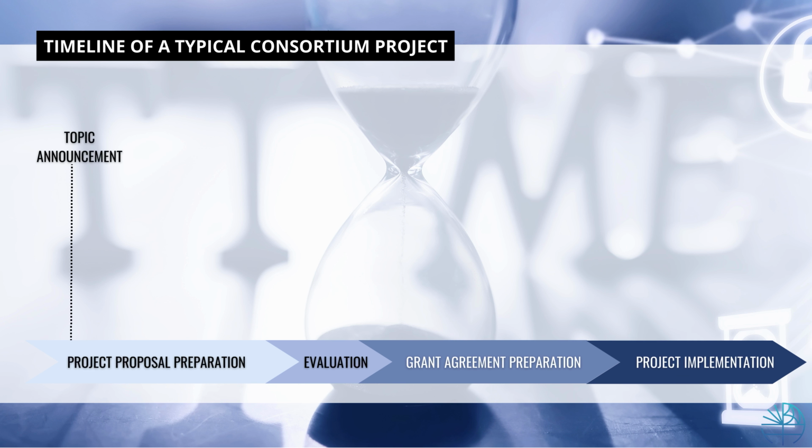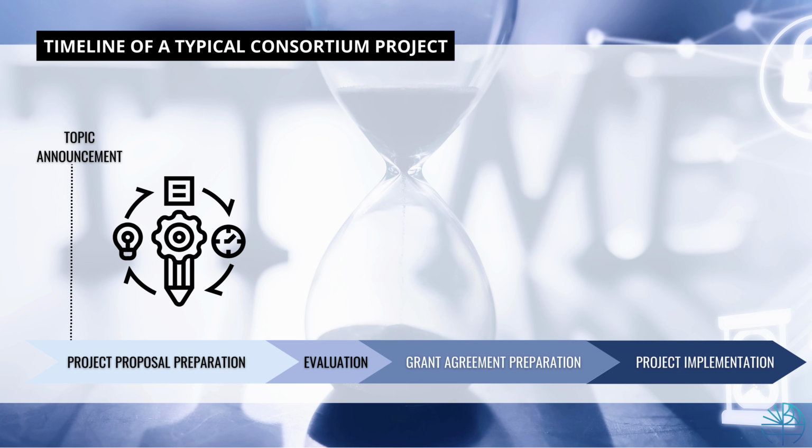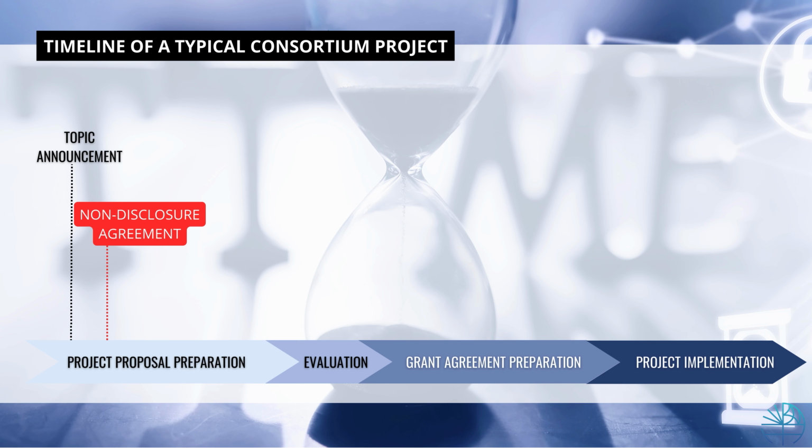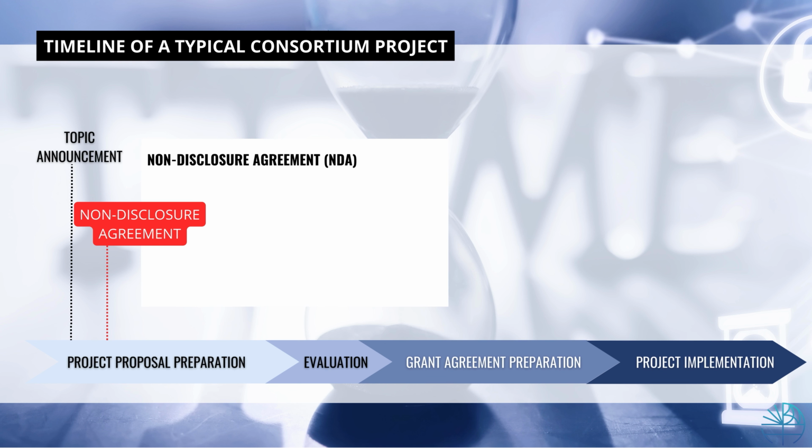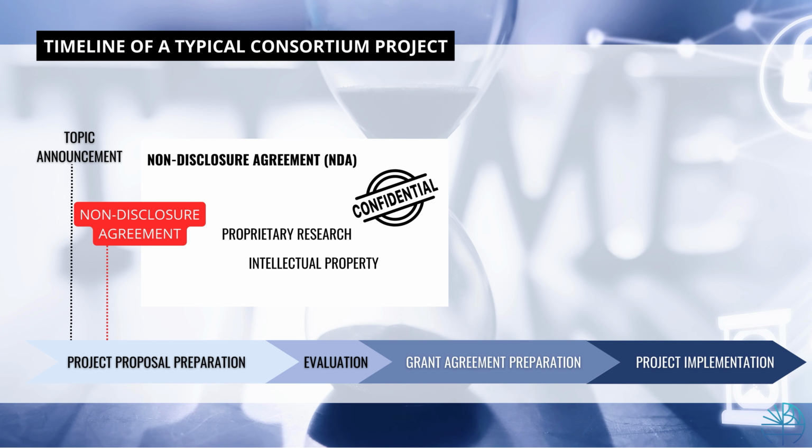As previously described, once the topics are announced, the consortia begin the project proposal preparation process. During this phase, you may encounter the following contracts. A non-disclosure agreement is not required for every project, but it's fairly common. Parties involved agree to refrain from disclosing certain information received from the other party to anyone else. Most often, the industrial partners request this document to be signed.